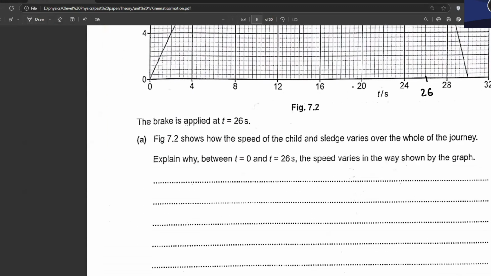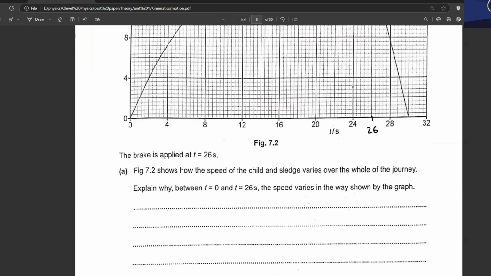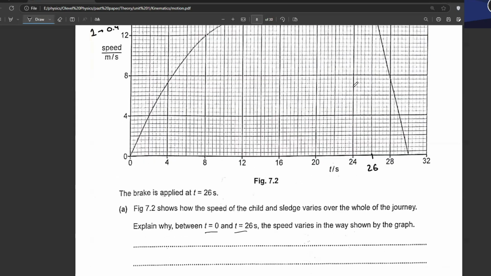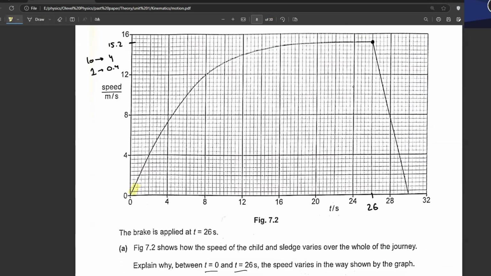Figure 7.2 shows how the speed of the child and sledge varies over the whole journey. We can see that. Explain why between time t equals 0 and time t equals 26 seconds, the speed varies in the way shown by the graph. So we have to tell why the speed is varying in this manner.